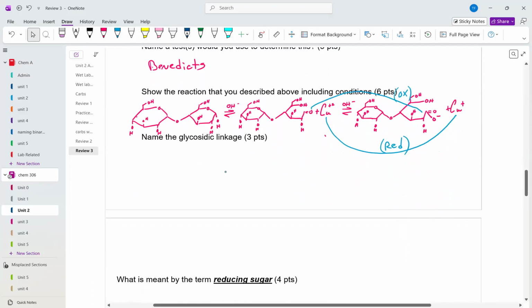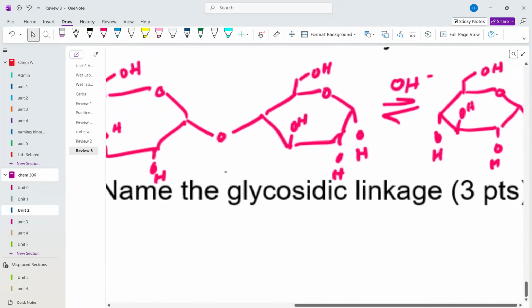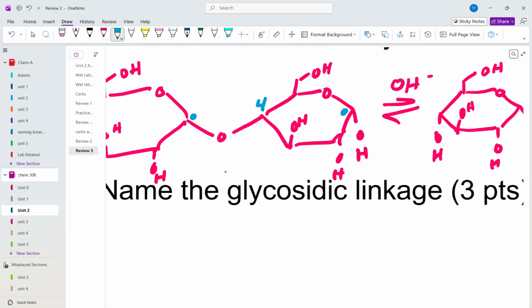Name the linkage, okay? So if we look at the linkage, here's the anomeric carbon. So this is carbon number 4, carbon number 1, so it's going to be an alpha 1,4 glycosidic linkage.